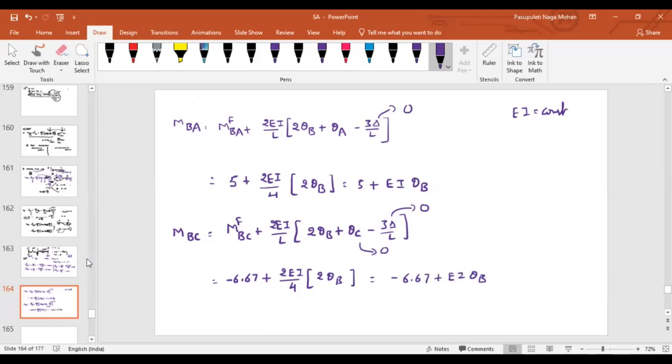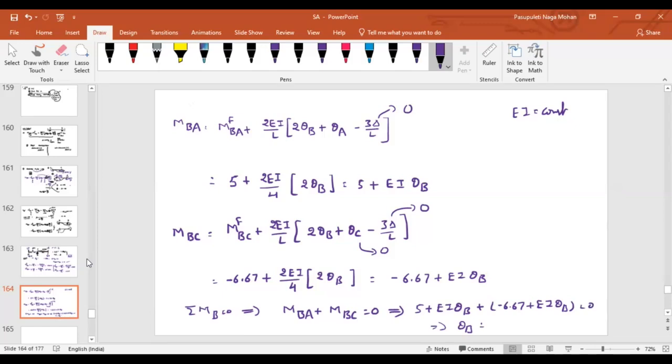Now we have only one equation. Summation of moment at B is 0. That implies what we can say? Moment at B towards A plus moment at B towards C will be equal to 0. So how much will we get? Add these two equations: 5 plus EI theta B plus minus 6.67 plus EI theta B will be equal to 0. Can you quickly tell me what is the rotation at B then?